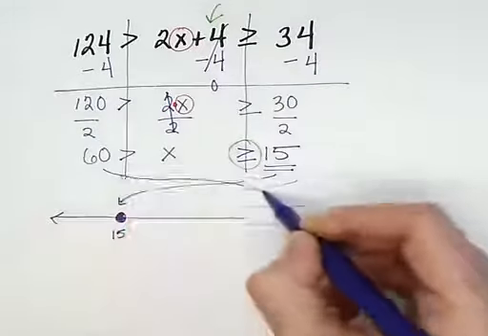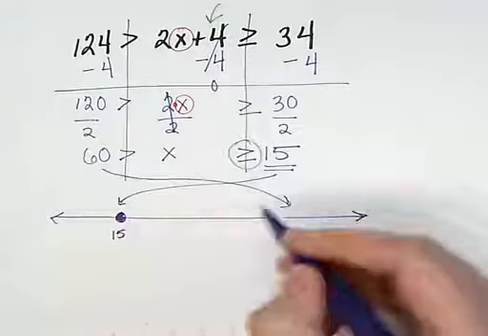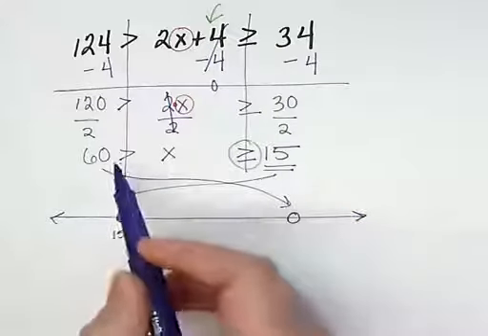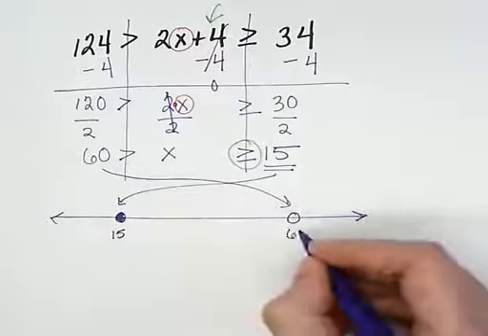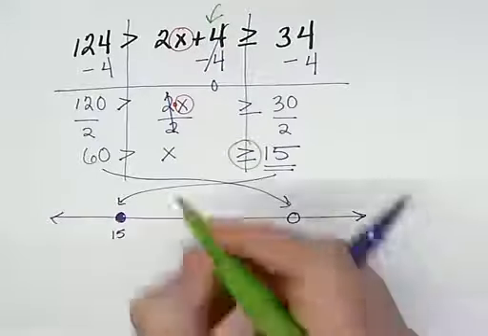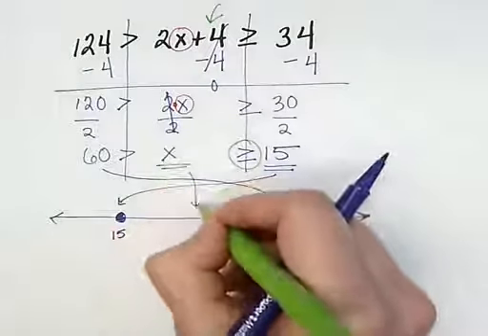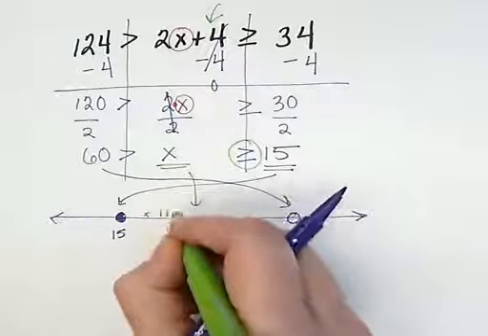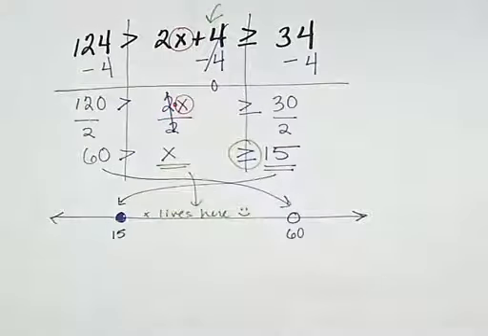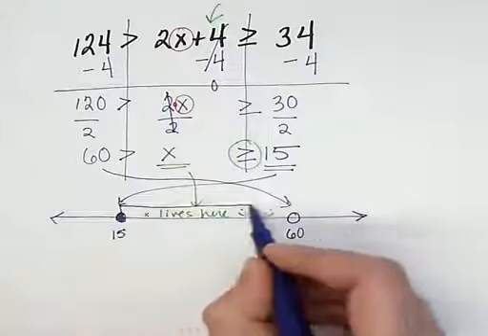The 60 goes to the right because 60 is greater than 15. We have the open dot because of the greater than. We're going to put a 60 underneath it. And notice that x is between those two numbers. So x lives here. So when we do our shading, we want to shade between these two dots.